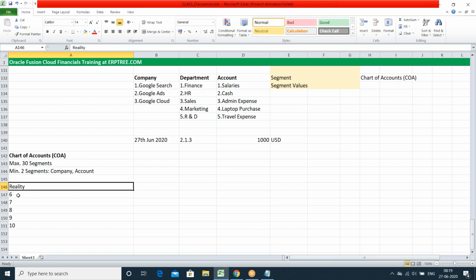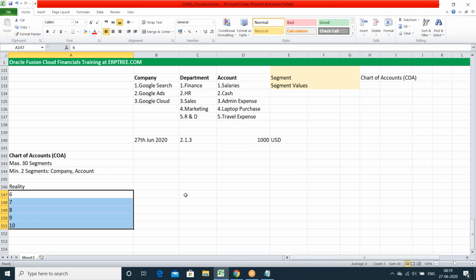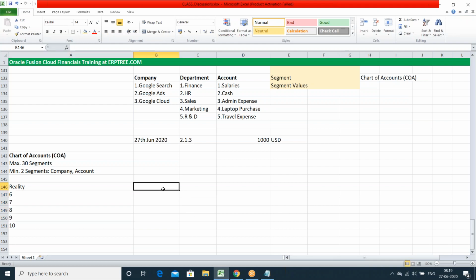The reality, we use these many segments. So what do we have to take as a segment into the chart of accounts? It's very simple. On what basis do you want to take segments into the chart of accounts? You have to take them based on the reporting requirements.